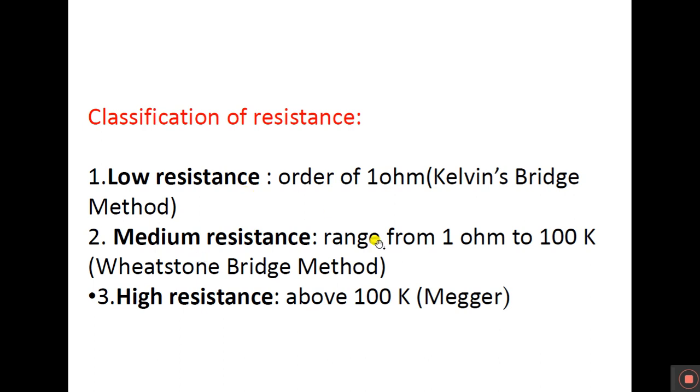Medium resistance means a range from 1 ohm to 100 kilo ohm. To measure this, we can use Wheatstone bridge method. High resistance means it can be above 100 kilo ohm. We use a different bridge to measure the high resistance.